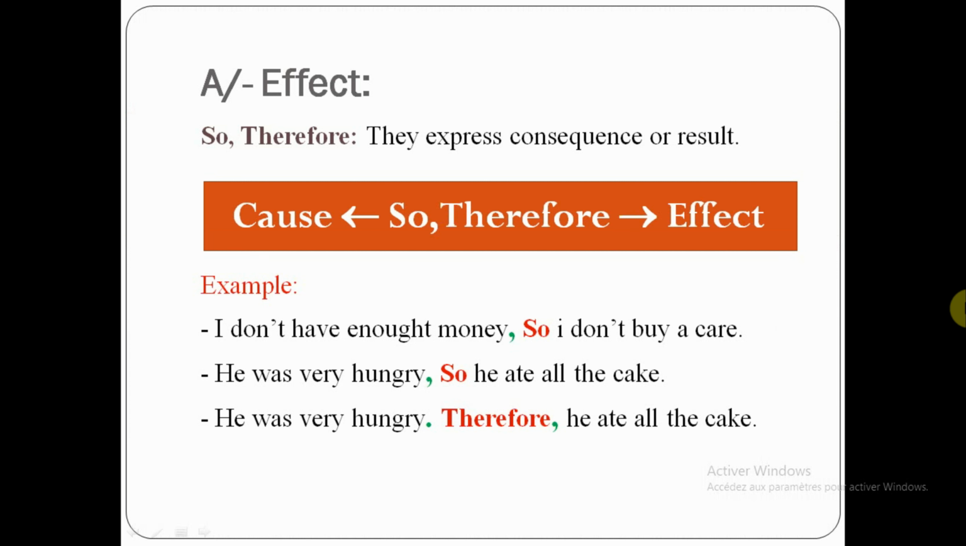بنسهل عليكم الدرس. We will start by effect. So effects عندنا therefore and so. They express consequence or result. So and therefore are preceded by the cause and followed by the effect. So is one of the fun boys, if you heard about fun boys, and therefore we have therefore. We will see examples. Look at the examples, and we will see the punctuation in every sentence.